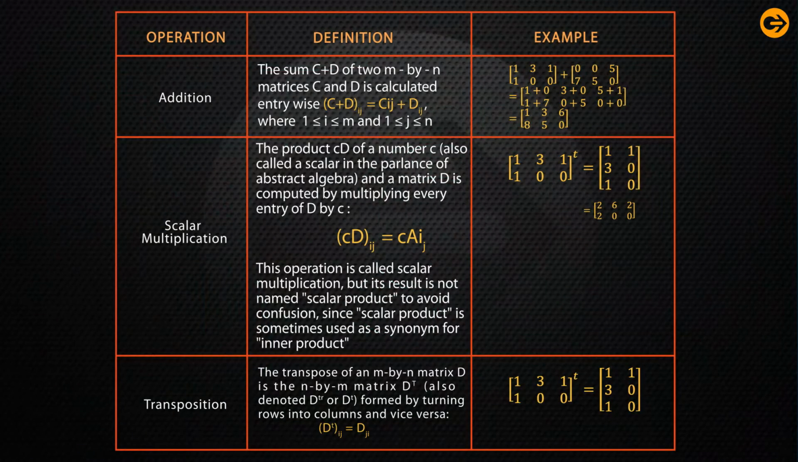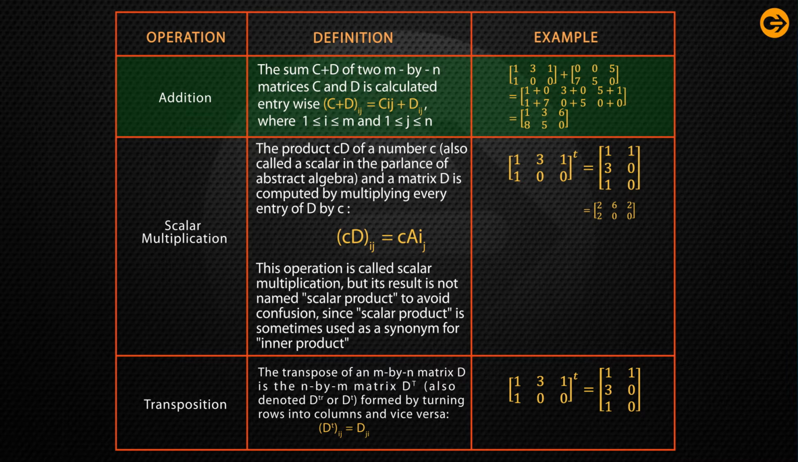The first operation is addition. The sum of the two matrices C plus D of two m by n matrices C and D is calculated entry-wise. That means in general form, (C plus D) suffix ij is equal to Cij plus Dij, where i lies between 1 and m and j lies between 1 and n.